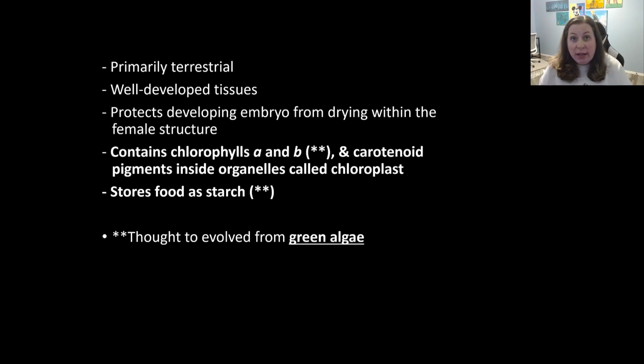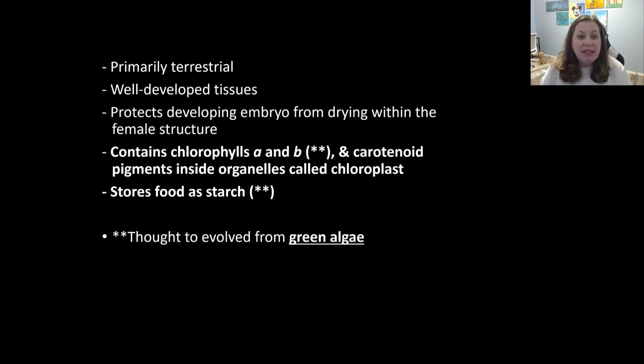Now, when we're also talking about plants, we do see that they are primarily terrestrial, meaning they mostly are on land. We have a few exceptions that do have the ability to grow in water, but most plants are on land. We do see they have well-developed tissues, so this is not just cellular level. They do have tissues that are present that compose their organisms. We see that they do protect their developing embryo from drying out, and they do this by placing it inside of the female structure of the plant. And we'll get into more detail about that later, but that's going to be where they protect their offspring.